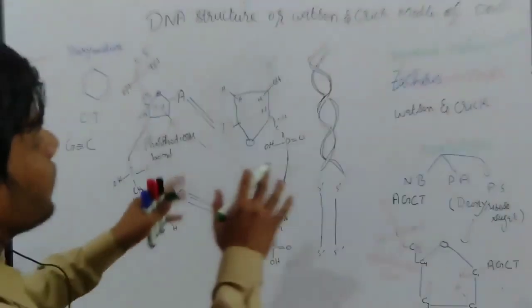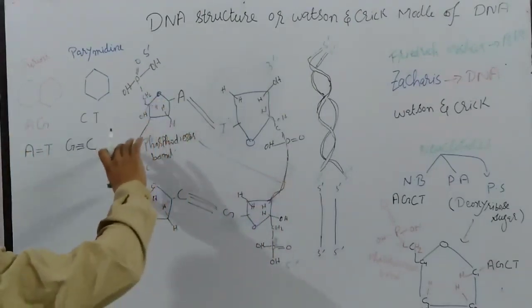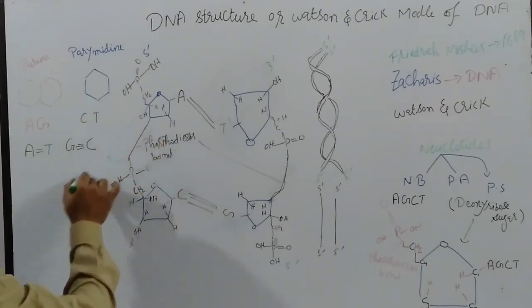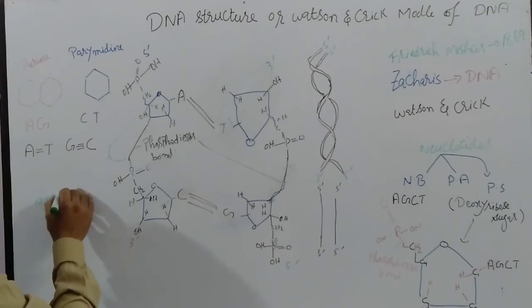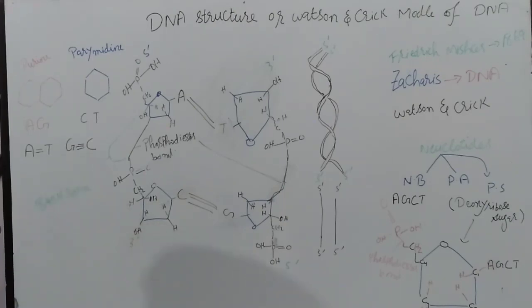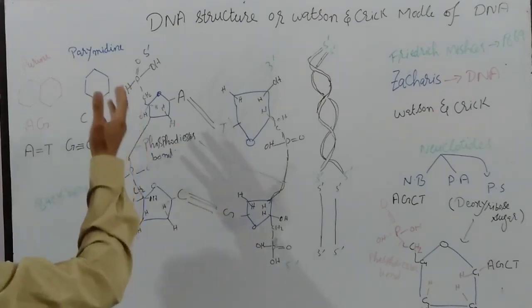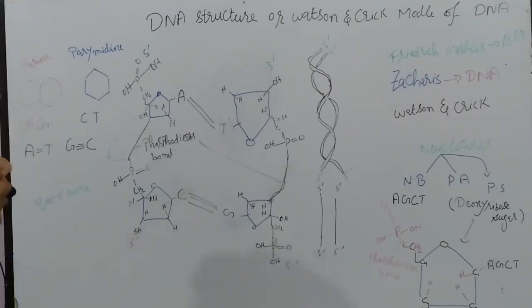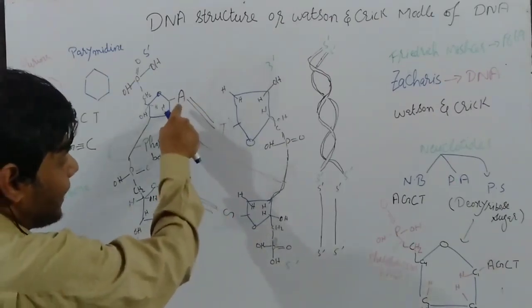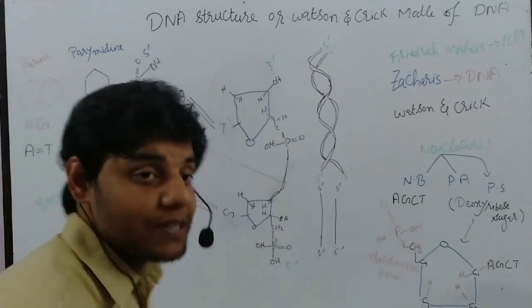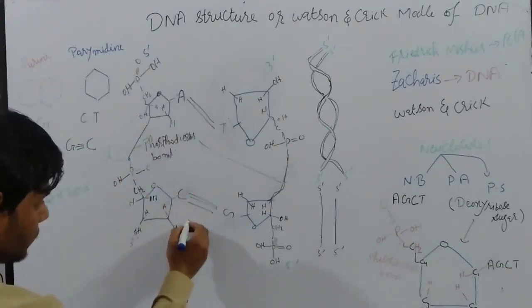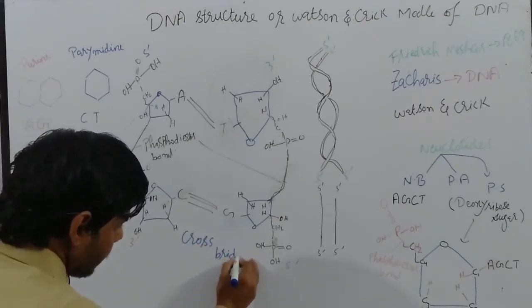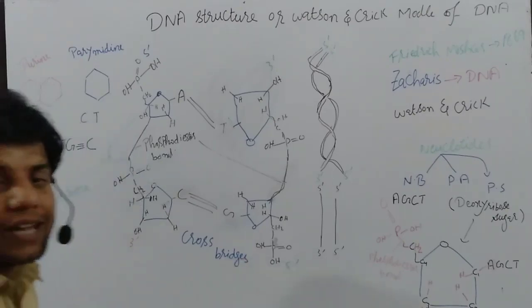According to this model, the pentose sugar and the phosphate group are what? These two are the backbone of the DNA. DNA has a skeleton, so pentose sugar and the phosphate group are the backbone, while adenine, thymine, cytosine, guanine, these nitrogenous bases, are the cross bridges. So according to them, the nitrogenous bases are the cross bridges.